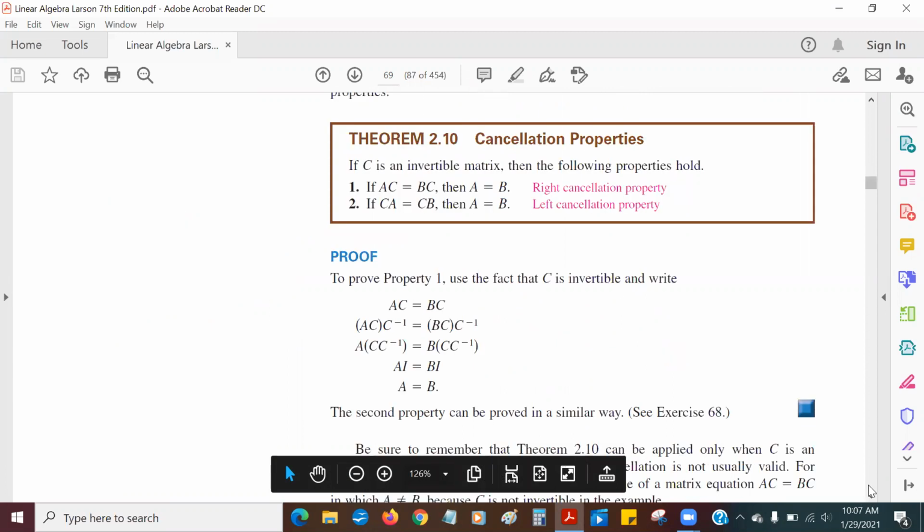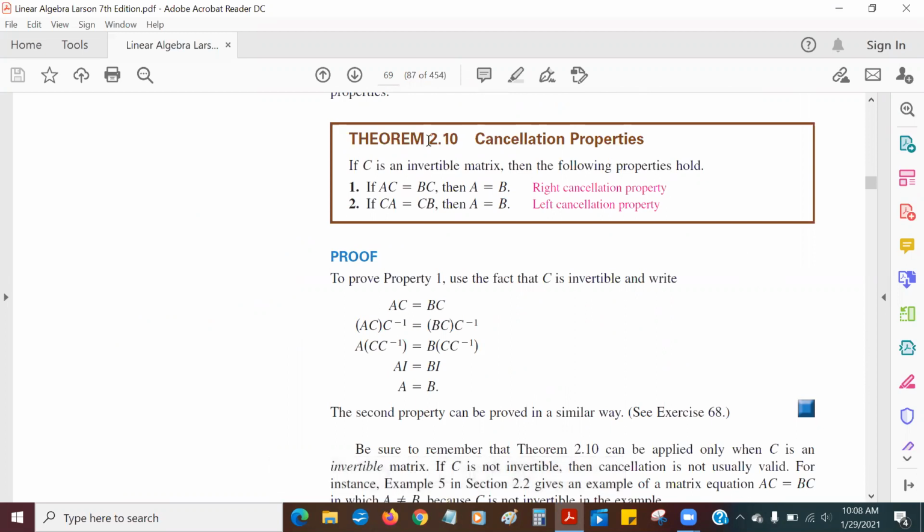Okay, let's do cancellation. Now, we had said that cancellation does not always work, but sometimes it does work. If C is an invertible matrix, then cancellation does work. Meaning if AC equals BC, then A equals B. Even though I made a big deal in the last section to give you an example where cancellation does not work, because it does not always work, it will always work if C is invertible. And it's very simple to show.